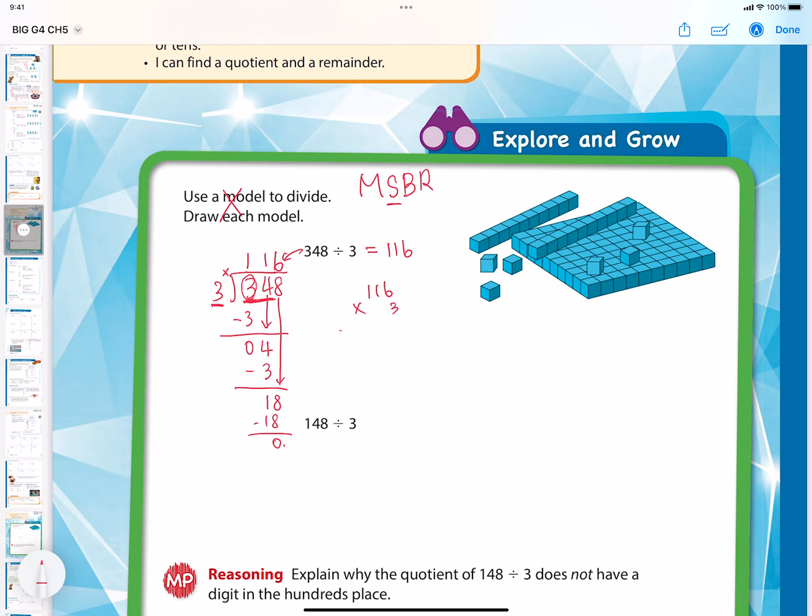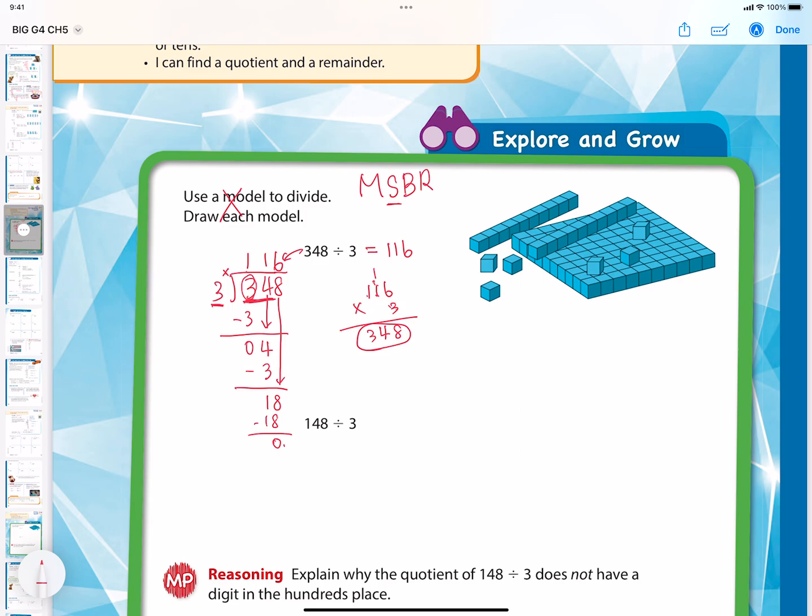If you want to check your answer, you need to go backward, which is what? 116 times 3. Check if you have 348. If you got 348 as a product, your answer is correct. So we'll see. 6 times 3 is what? 18, carry 1 up. 3 times 1 is 3. 3 plus 1 is 4. 3 times 1 is 3. 348.